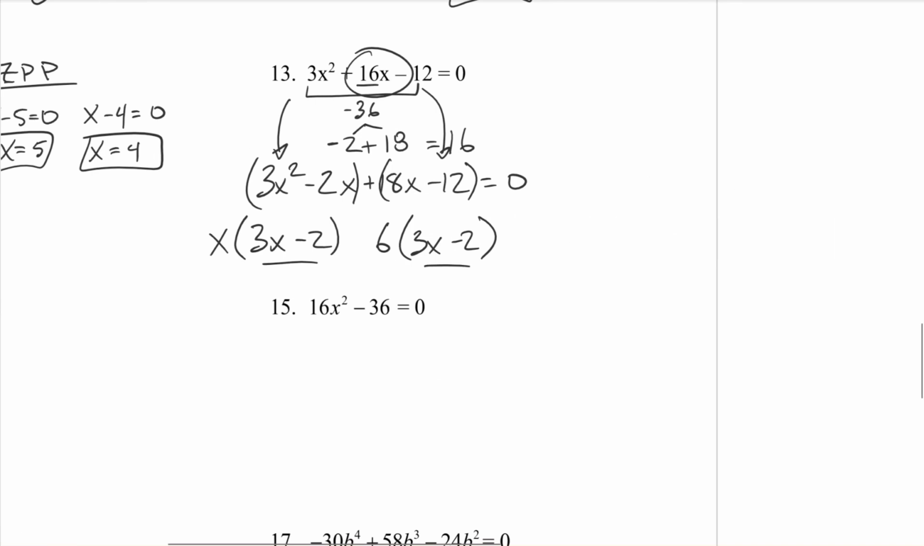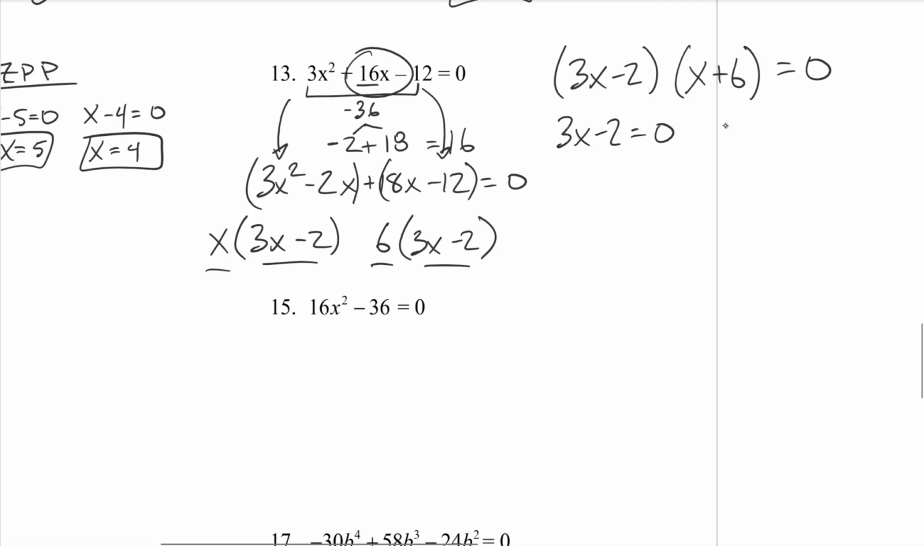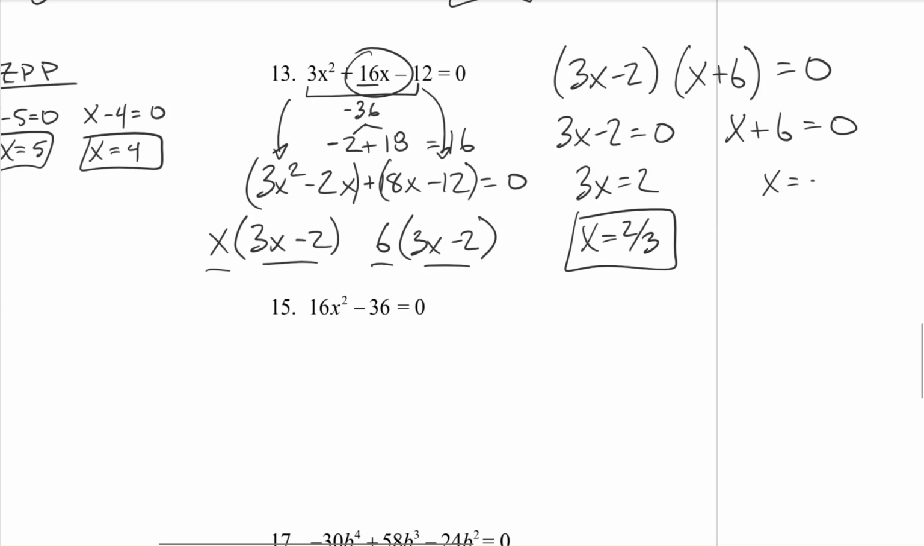Because I have two of these, it's the quantity 3x minus 2, and then whatever I have on the outside, which is x and 6. That equals 0. Zero product property. 3x minus 2 equals 0. X plus 6 equals 0. So 3x equals positive 2. And divide by 3, so x equals 2/3. Or x equals -6. Or I guess and.